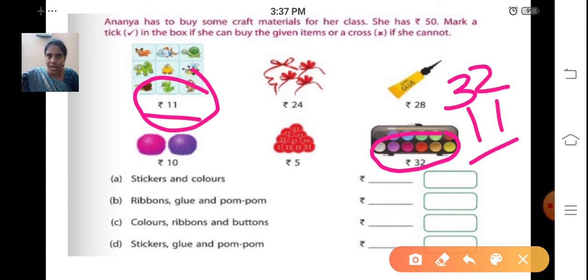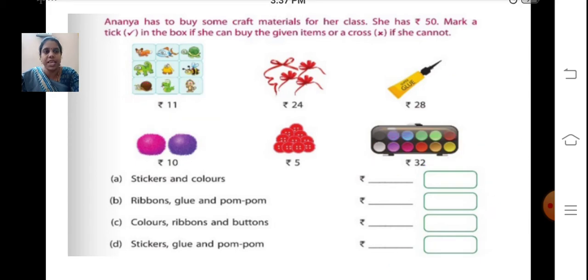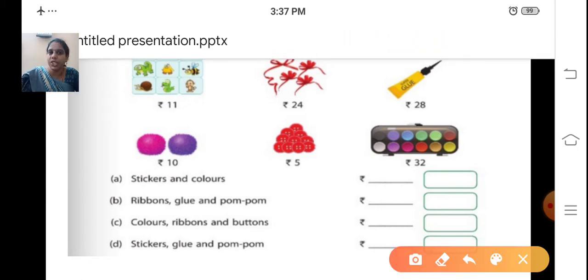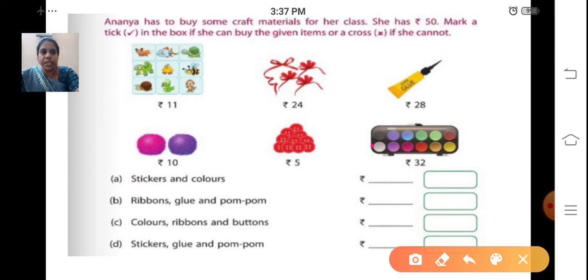So 2 plus 1, 3. Then 3 plus 1, 4. 43 rupees. Yes, both cost 43 rupees. 20, 32, 42, 43 rupees. So both cost 43 rupees. Whether she can buy that? She is having 50 rupees in her hand and she has to give 43 rupees. Can she buy that? Yes.